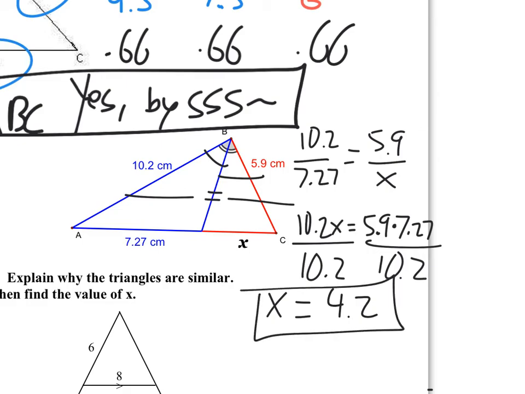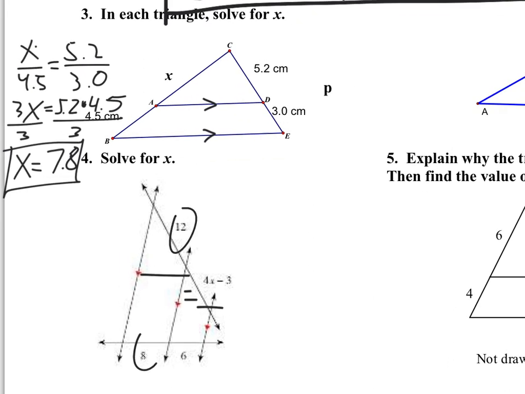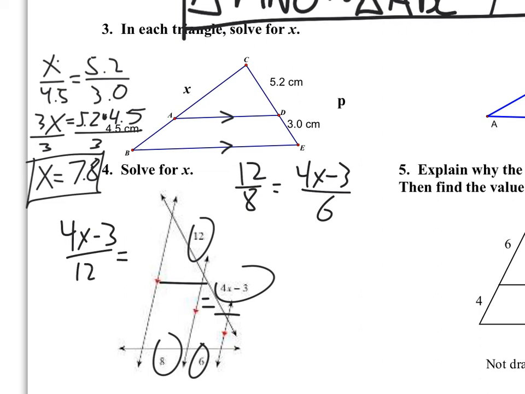All right. And our last two here, this is like our side splitter, but because these lines are parallel, we got a nice proportion. Okay, we can make these two fractions here. This 12 over 8 is equal to 4x minus 3 over 6. Another option is to say 4x minus 3 over 12 equals 6 over 8. Okay, so either way works, all right?